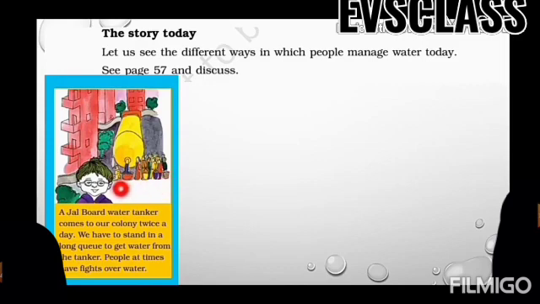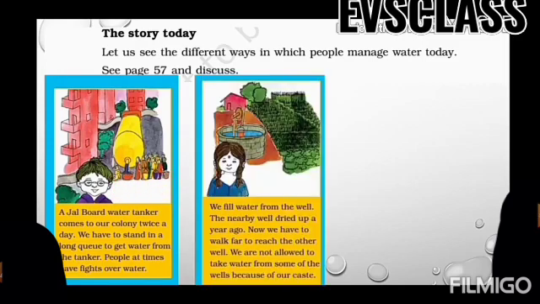See the lines, the people's lines were there. The next child is saying, we fill water from the well. The nearby well dried up a year ago. See the well, students. Now we have to walk far to reach the other well. We are not allowed to take water from some of the wells because of our caste.